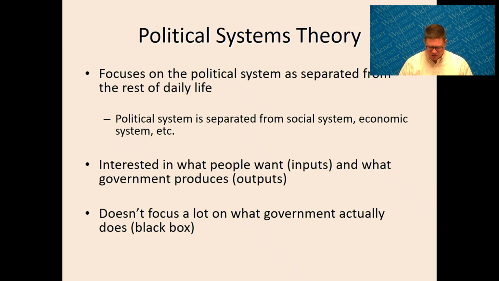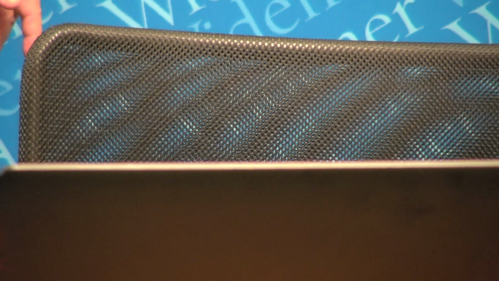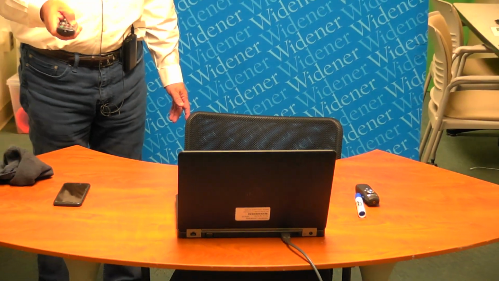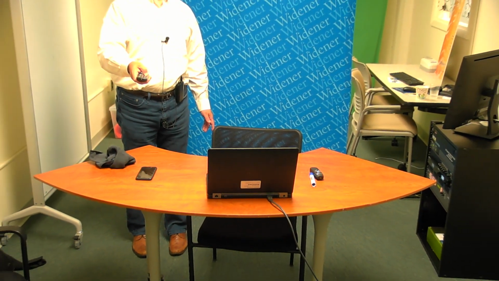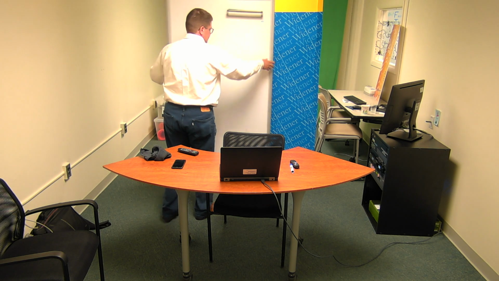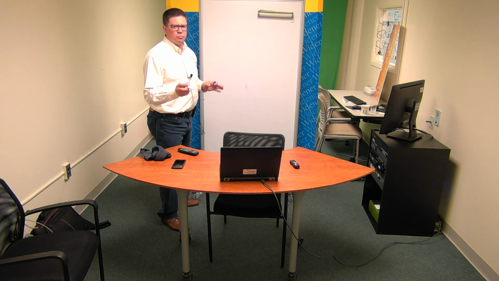Now, I'm going to try something tricky here and try to switch the layout, and we're going to take a look at the chalkboard so we can make it a little bit easier. Now you get the background of this wonderful studio that we have here. Let's think in terms of this when we think of political systems theory.